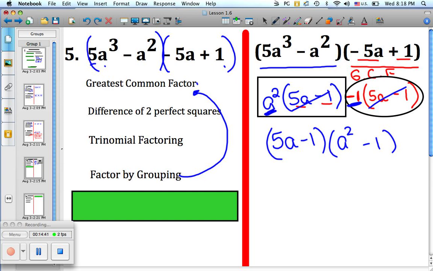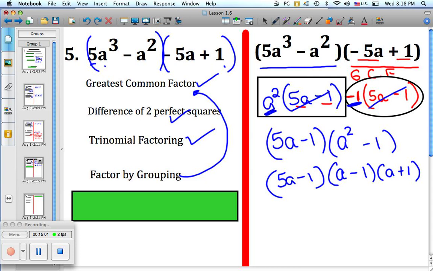Okay, so we did greatest common factor. In fact, we did greatest common factor 3 times. Do you see a difference of 2 perfect squares? I do. Right here. A minus 1, a plus 1, and then 5a minus 1 comes down for the ride. Do you see trinomial? No, I see 3 terms, but they're not in trinomial form. They are not in a squared plus 2ab plus b squared form. So that's your final answer.